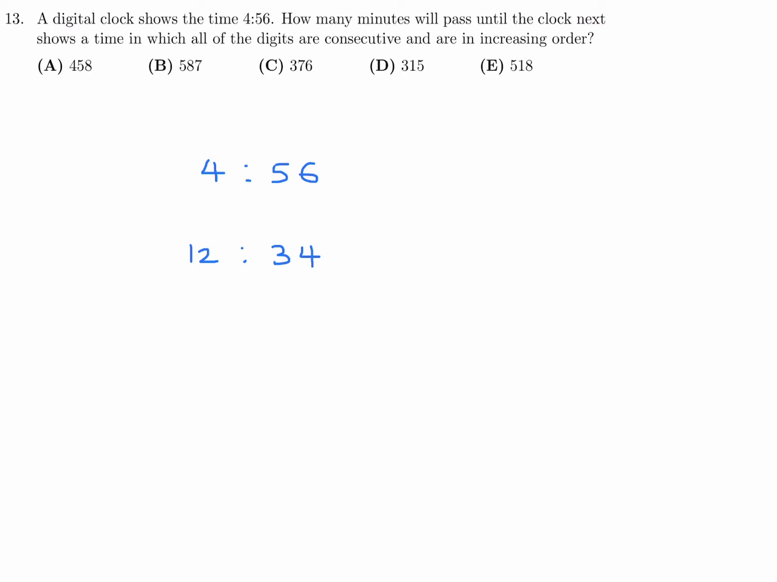And since they want the next one, the only ones we need to really worry about are something less than 458 minutes. So we can cross out these guys. And when you add 376 or 315 to 4:56, you will not get digits that are consecutive and in increasing order. So number 13, the answer is A.